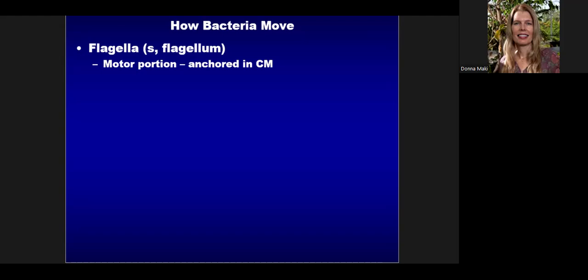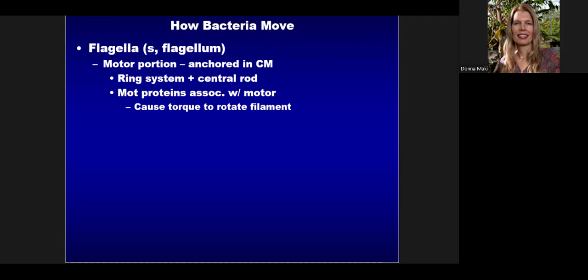If we start where it's anchored, we call their anchoring region the motor portion of the flagella, and that is right in the cell membrane. I'll show you a picture of this. You'll actually see a ring-like structure, and in the middle of the ring there's what's called the central rod. That is surrounded by the so-called Mot proteins associated with the motor. They allow for the rotation. They cause that torque force that turns the part that sticks out, which is called the filament.